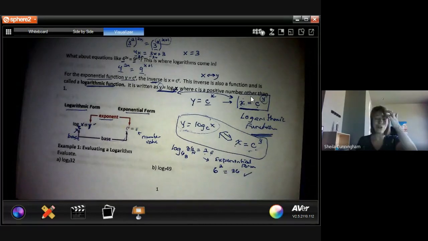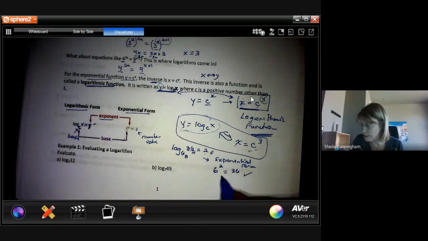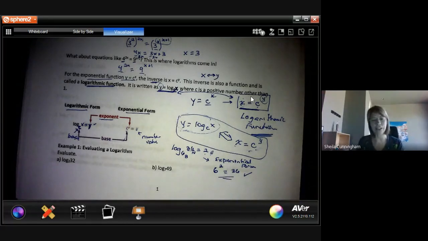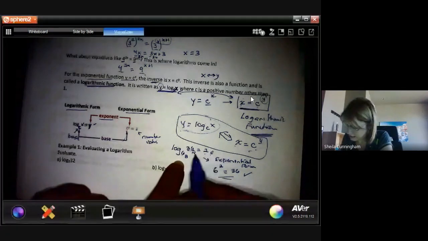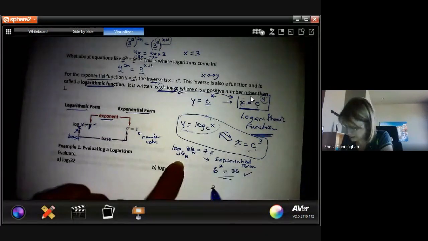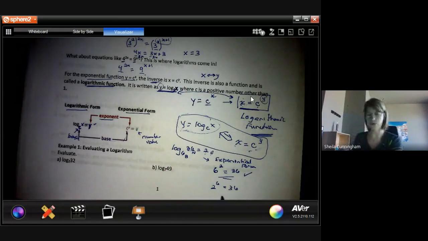Once you convert from logarithm to exponential, you should still be left with an equation that actually is true, right? Because look, if I did this differently, if I said, oh, well, this is my base, and I said 2 to the power of 6 equals 36. Does that hold true? No, because 2 to the power of 6 gives me 64. So that doesn't equal 36. So I know that isn't correct.